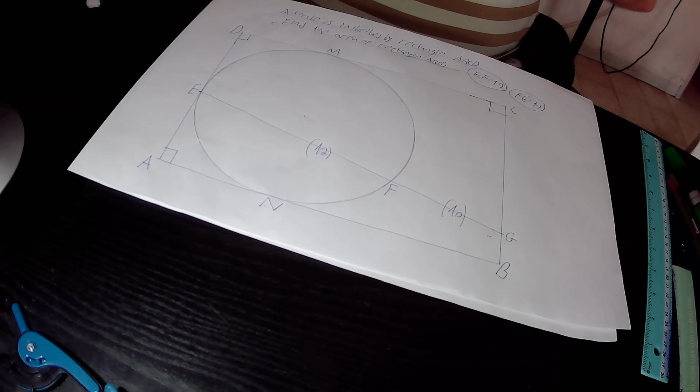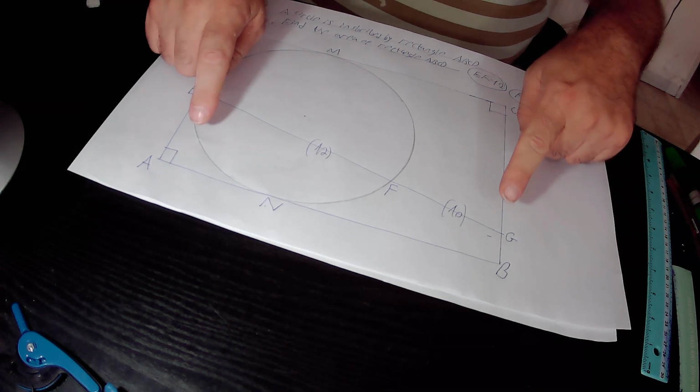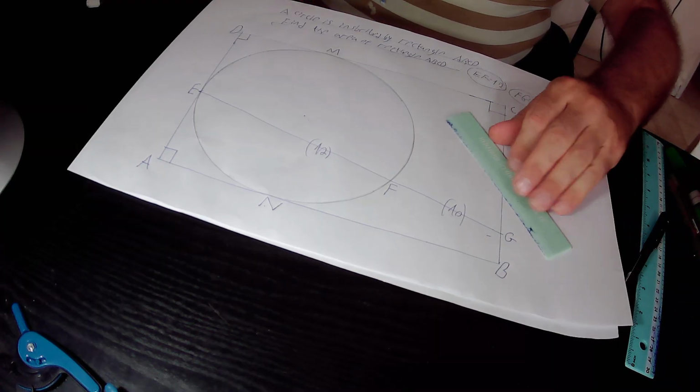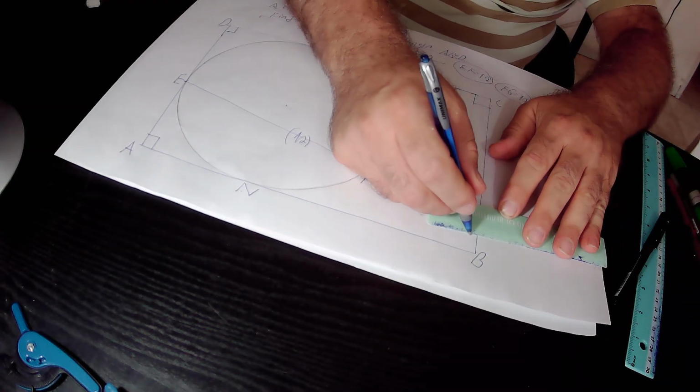So first of all, we know that all the angles inside the rectangle are right angles. So those four angles are all right angles. So this is also a right angle. So ABCD is a rectangle.